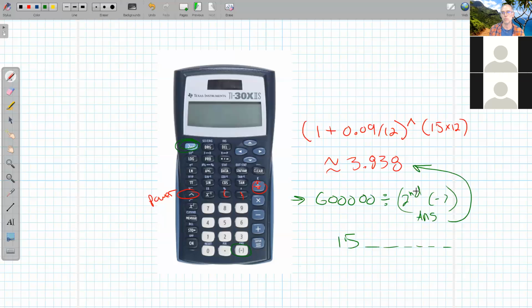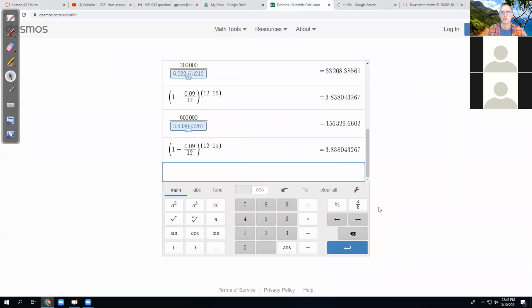Divided by parentheses. No, you don't need parentheses. I was just emphasizing what I was doing there. Okay, well, I can go back. Divided by second, the negative sign to get the previous answer. Second. And is that the 156329? That sounds right. Let's see. 156,329. Yep. 0.6602. Correct. Yay.